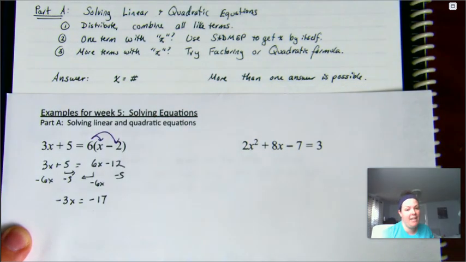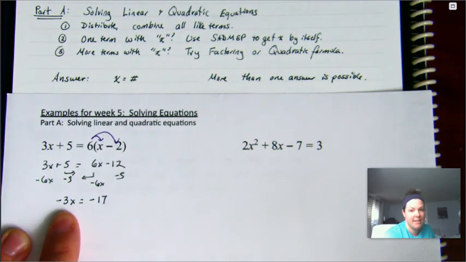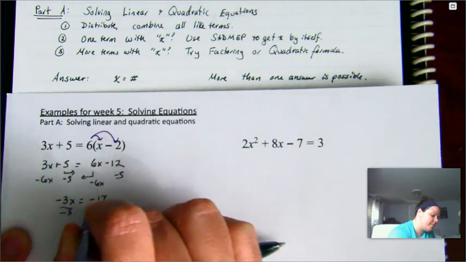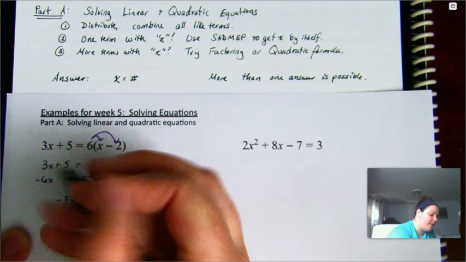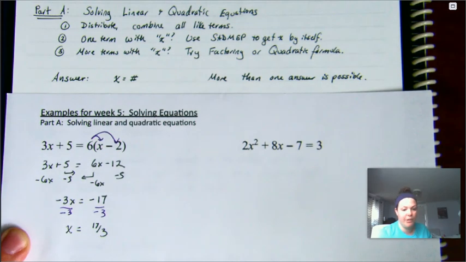So now that all my like terms are combined, I'm going to decide what my strategy is going to be next. I'm looking and I see only one term with an X in this equation. There's only one X in there, so we're going to get that X to be by itself. To do that, I'm going to just divide by the coefficient. And we're going to end up with a fraction for an answer of 17/3.